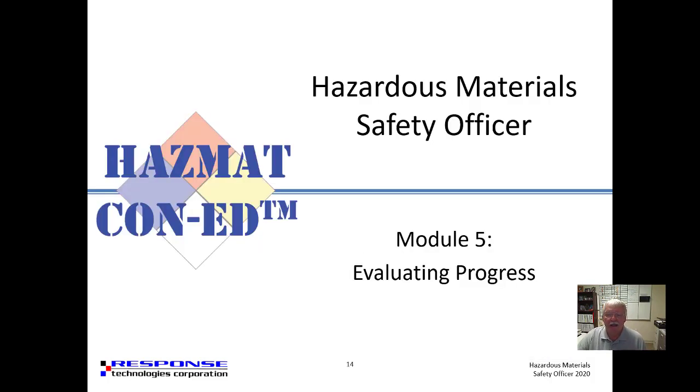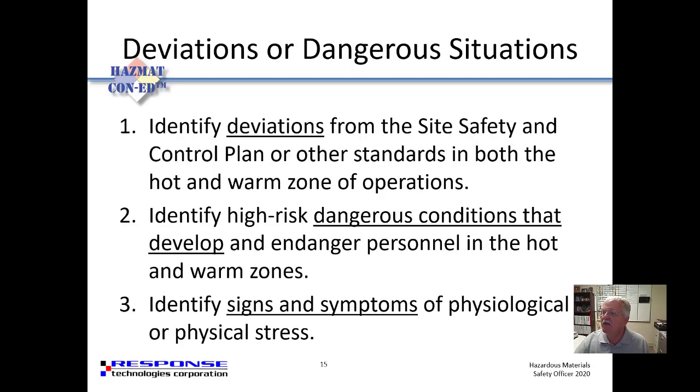Okay, now once we send them downrange, once that entry goes downrange, then we need to evaluate the progress while those people are downrange and what's going on to make sure that things are going the way we want them to go. So in evaluating how the plan is going once we've implemented it, there are three things we really want to look out for.